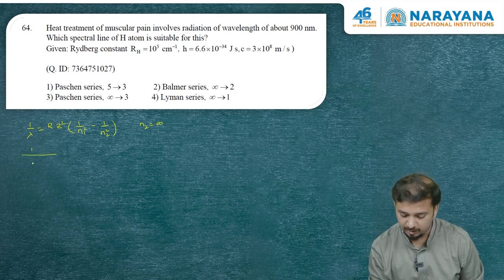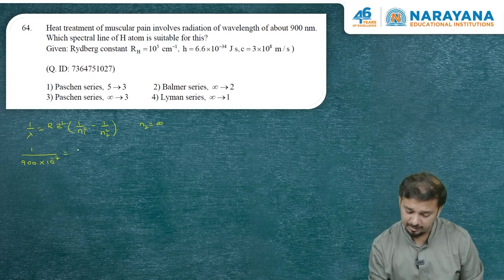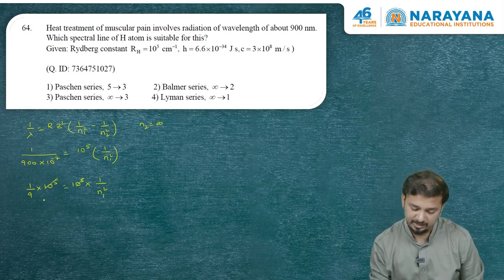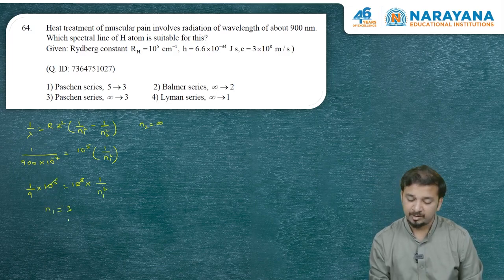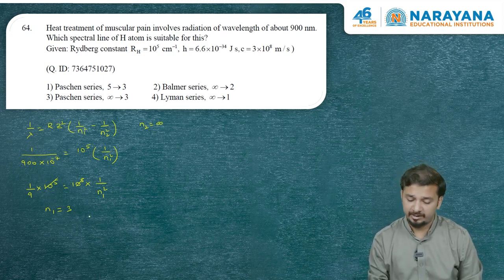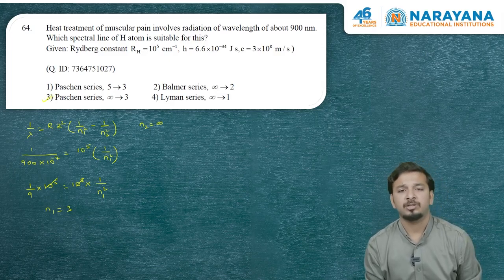So if you substitute, it will be 1 upon 900 into 10 raised to the power minus 7 centimeter. That is equal to 10 raised to the power 5 into Z will be 1. It is 1 upon N1 square. So if you simplify this, we'll get 1 upon 9 into 10 raised to the power 5 is equal to 10 raised to the power 5 into 1 upon N1 square. 10 power 5 is cancelled out. It means we'll get N1 is equal to 3. It means line is going from infinite orbit to orbit number 3. So correct answer for this question is option number 3, that it will belong to Paschen series and the transition is from infinity to 3.